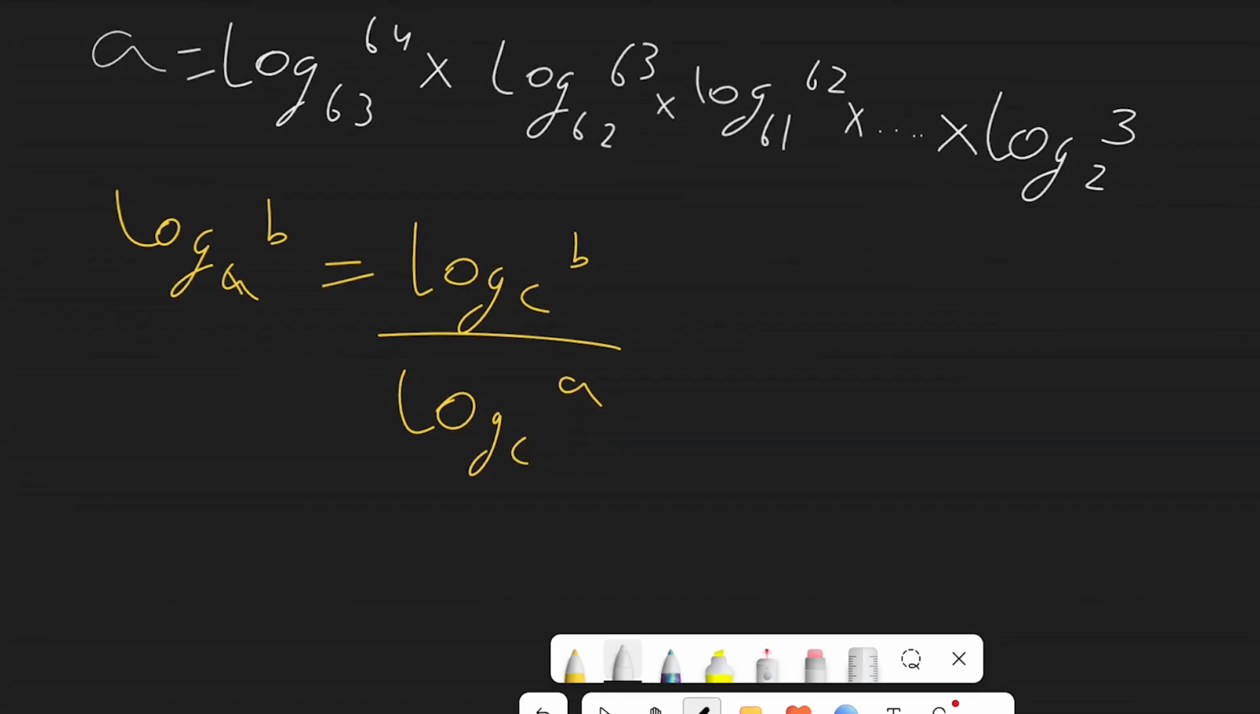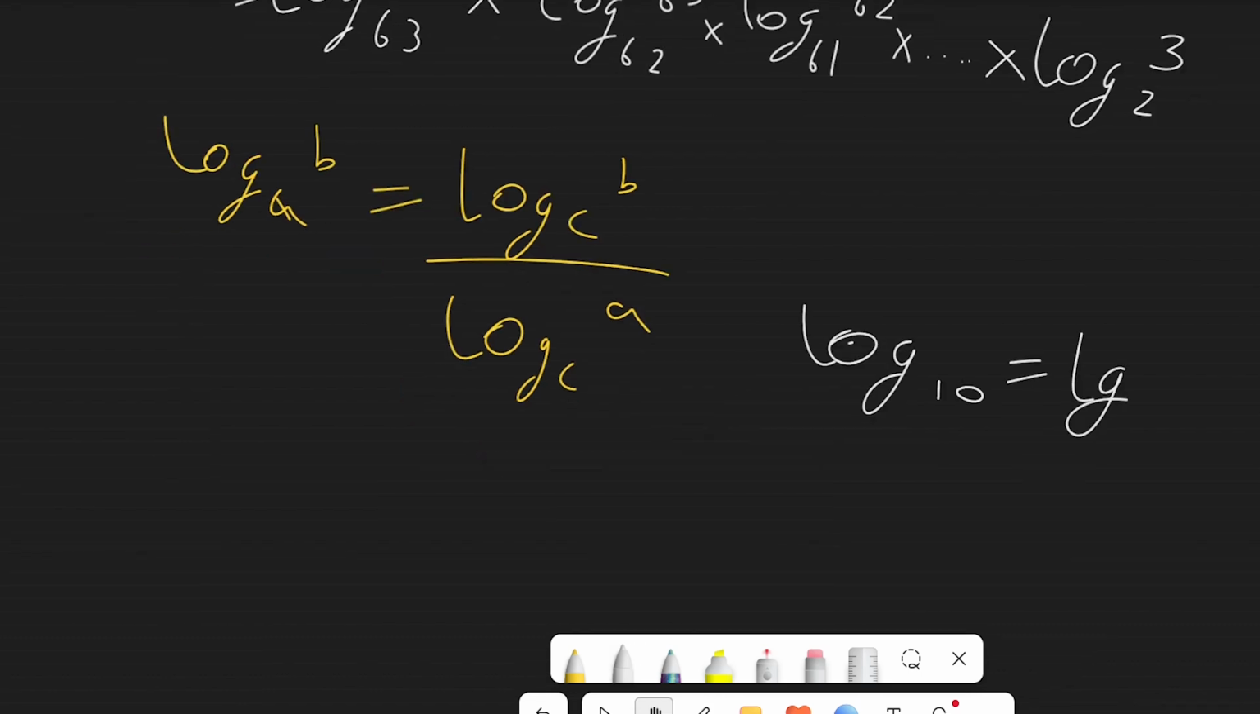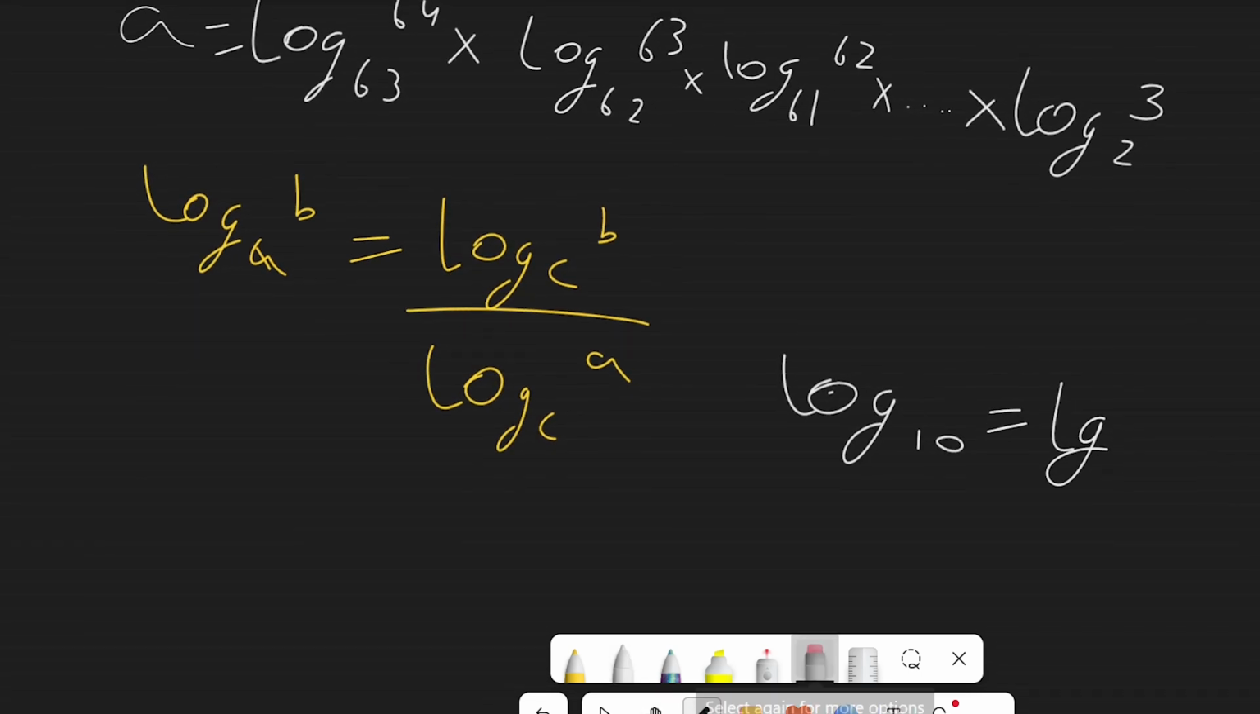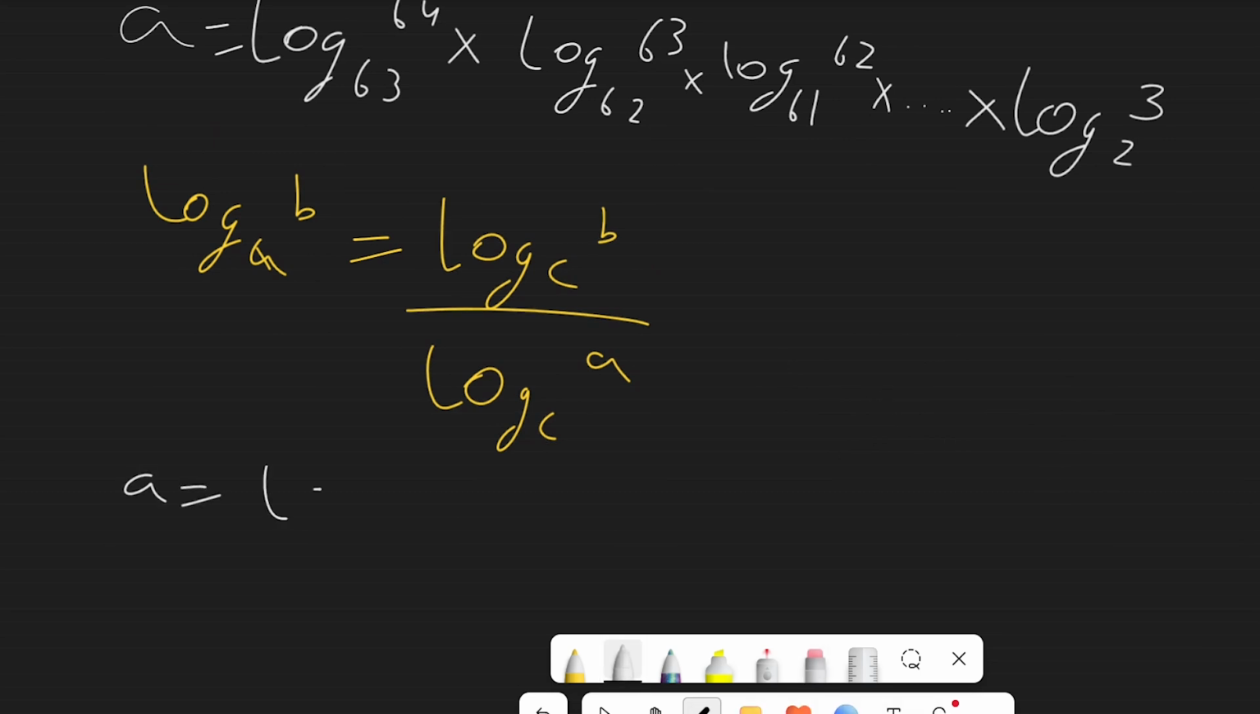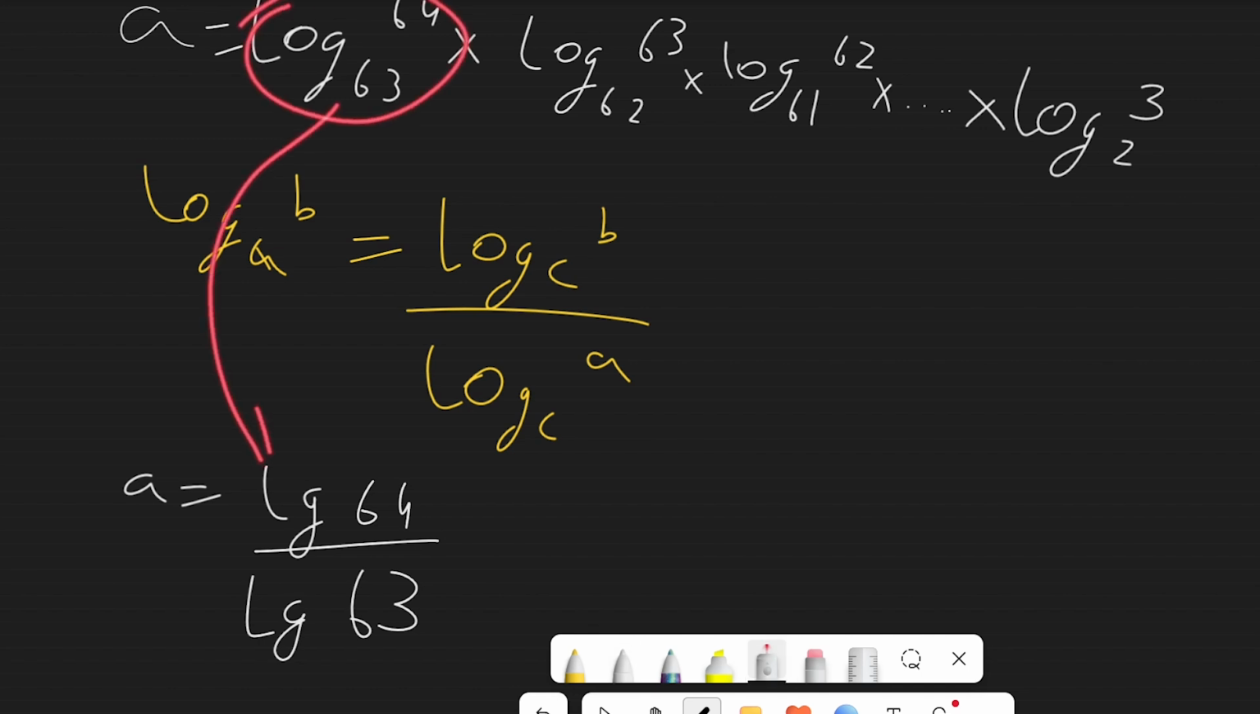You can just take any base, any number. Let's just take 10, because if we have log to the base 10, as we saw, it would be LG, so it would be less time-consuming to write LG. So what we can do is write a is equal to LG64 over LG63, and that is just me breaking this term down with a new base, that is 10, which I'm not writing.